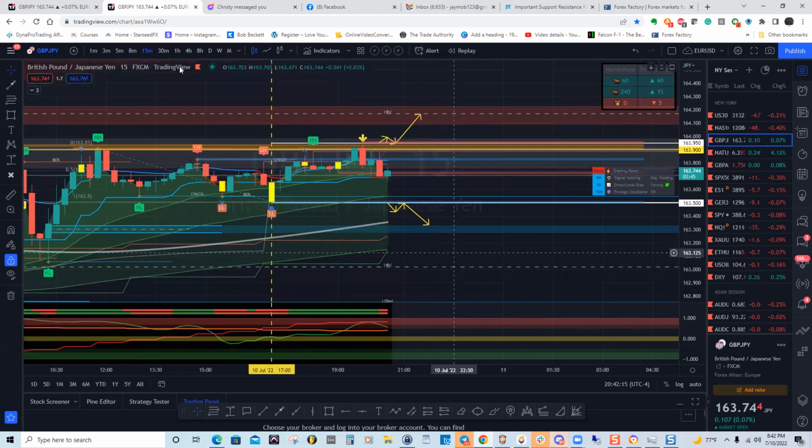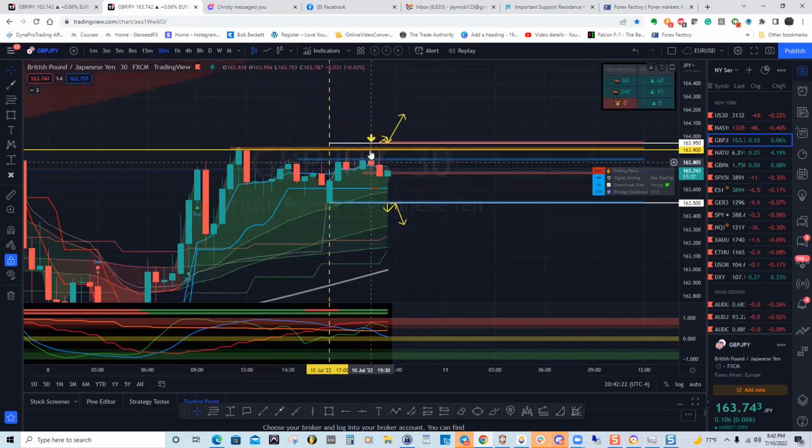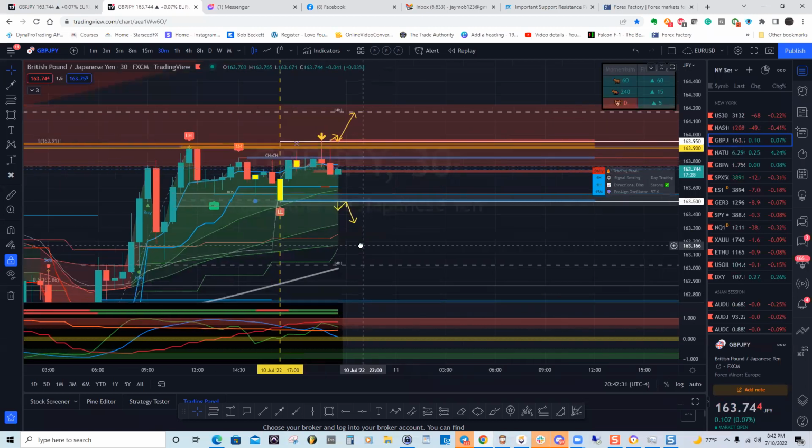But if I put it on a 30-minute time frame, see, it's still there. It wicked above the weekly. The weekly is 163,900, so it didn't close above it. So it's still in play. Still in play. So it's just a waiting game now.